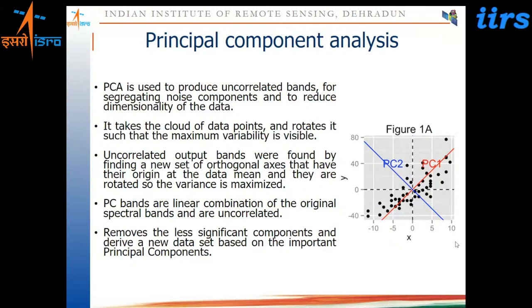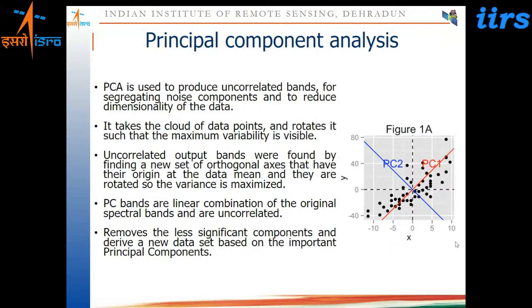What do we have to do? We have to reduce the dimensionality of the data, or segregate the noise components in the data, so that the dimensionality is reduced. We want to produce uncorrelated bands. If we plot the pixels as a scatter plot in the wavelength domain, what do we see?